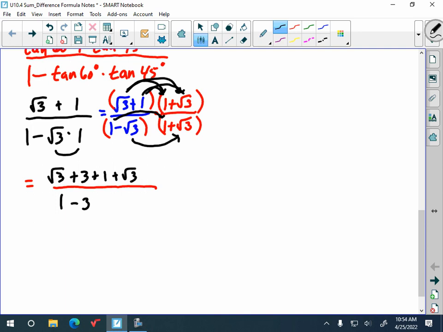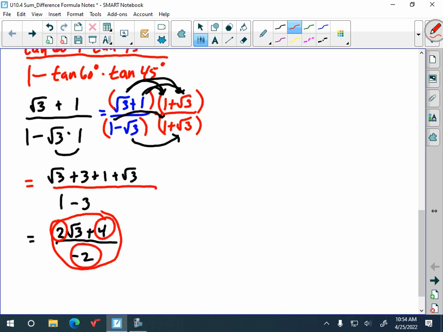All right, simplifying this fraction, on top, radical 3 plus radical 3 is 2 radical 3s. 3 plus 1 is 4. On the bottom, 1 minus 3 is negative 2. Now the last thing we have to do is look, because we have 3 numbers on the outside here, we can divide them all by negative 2. So divide by negative 2.